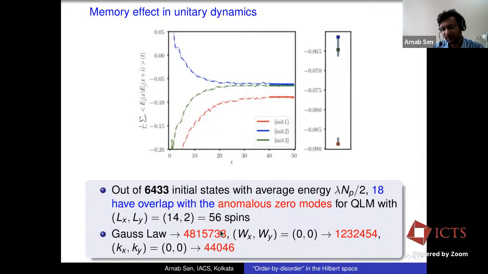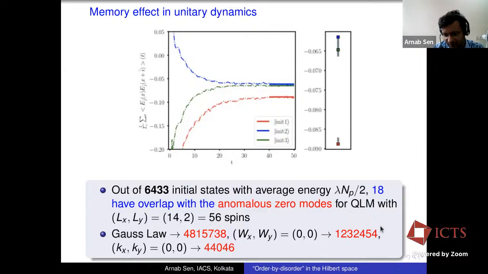Then I project onto the zero winding numbers. This concept of winding number was also introduced by Srijit in the previous talk. So the winding number is a topological invariant here, so local dynamics cannot change it. So I just start with the largest winding number sector, which is 0, 0.